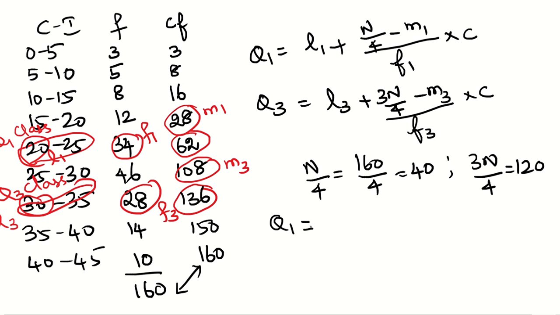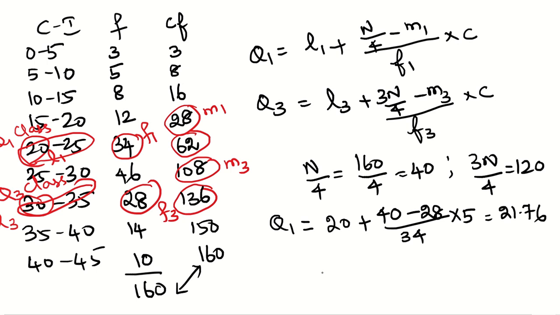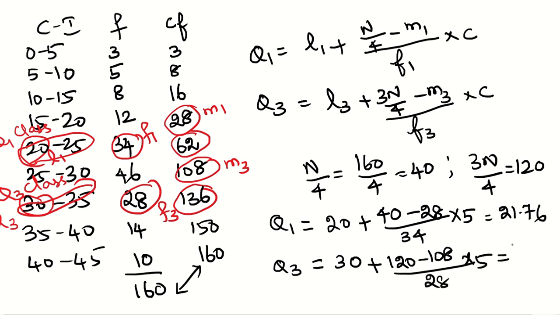So your Q1 is equal to 20 plus 40 minus 28 divided by 34, and the class width is 5, and the Q1 value comes as 21.76. Your Q3 is the lower class limit of the Q3 class, 30, plus 120 minus 108 divided by 28, into the class width 5. So the calculation provides us the value 32.14.